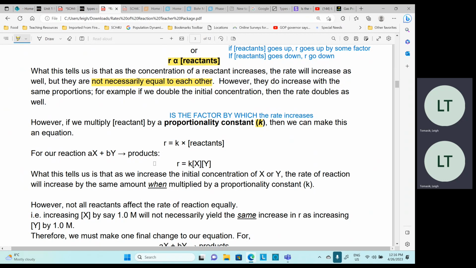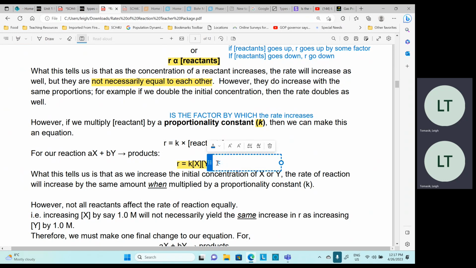If we have more than one reactant, and we're likely to have more than one reactant, okay, we're going to have concentrations of multiple reactants, right? So here you can see the rate equals K, the constant, times the concentration of X, right? And that's one of our reactants, times concentration of Y, and Y is the other one. So what this tells us is if we increase the initial concentration of X or Y, or both, the rate of reaction will increase.